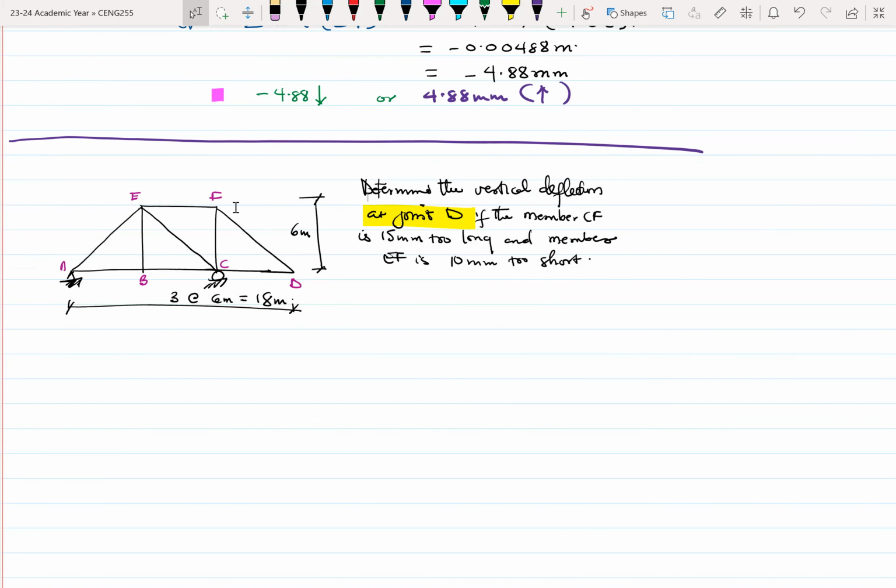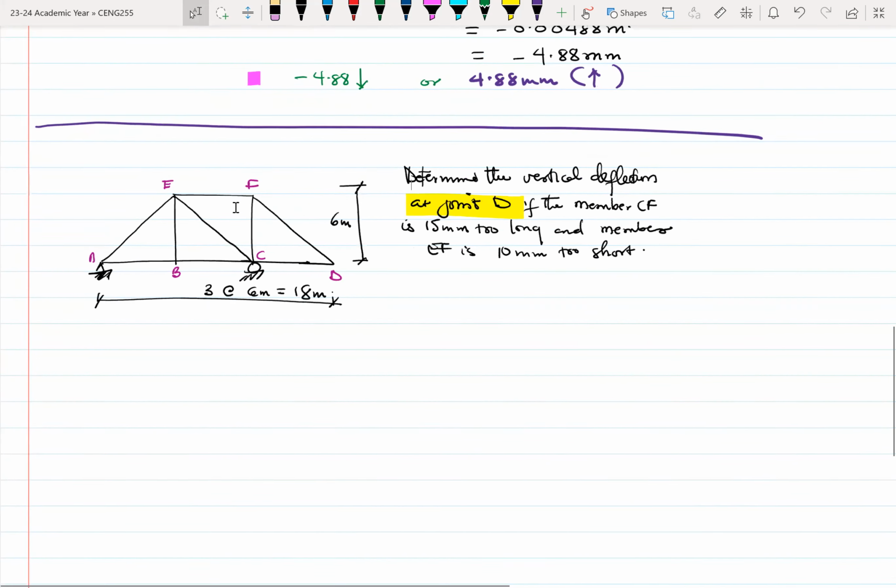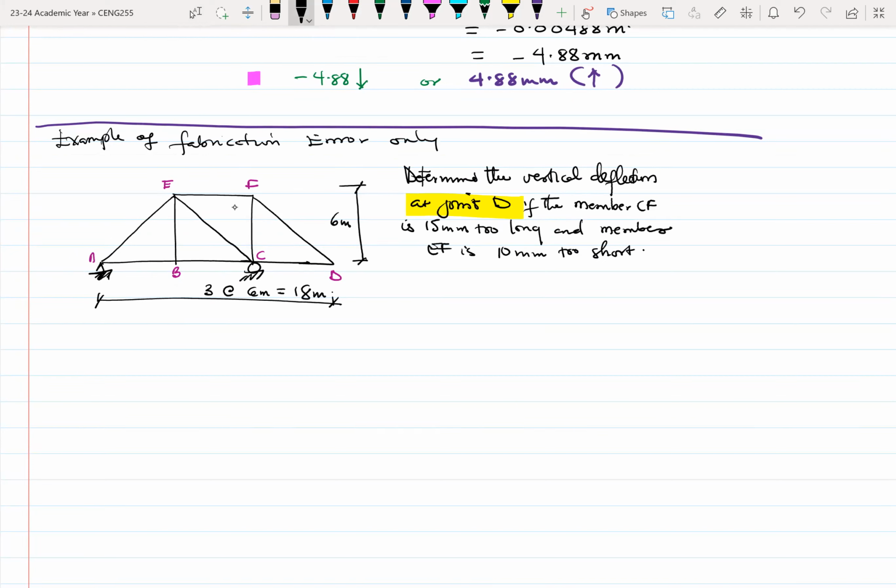All right. Too long means expansion, too short means what? Contraction. All right. Or reduction. Okay. So here again, we don't have any other form of loading system, or we don't have external loads. We don't have temperature changes. We only have fabrication error. So this is an example of fabrication error only. You can have a combination of them. Let's take note. All right.